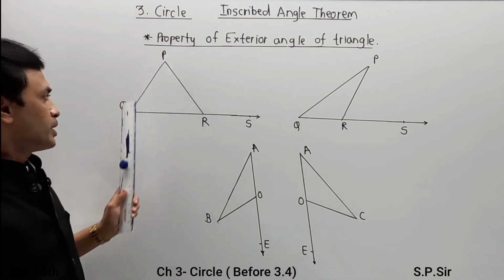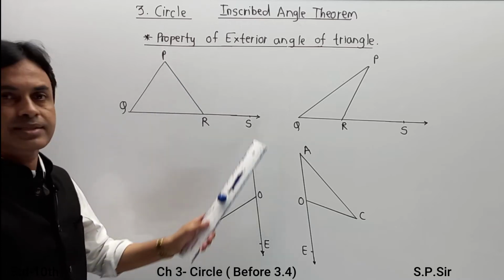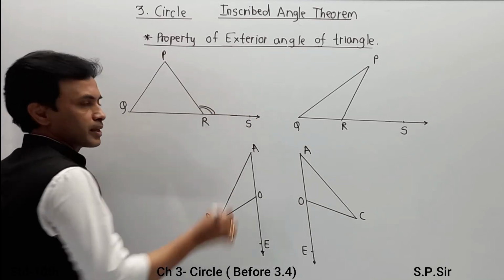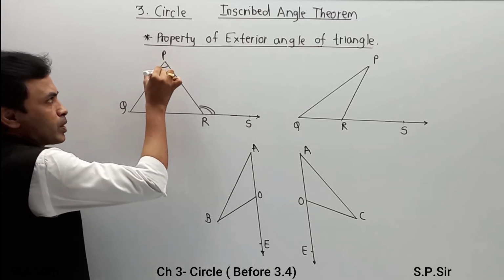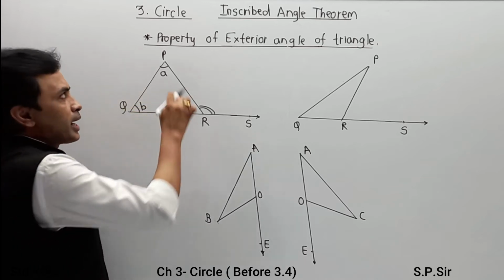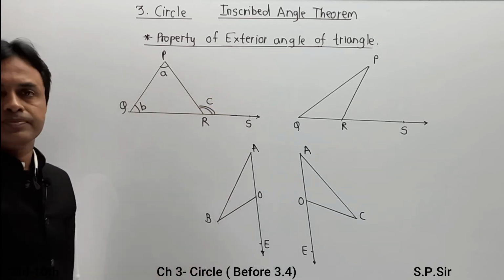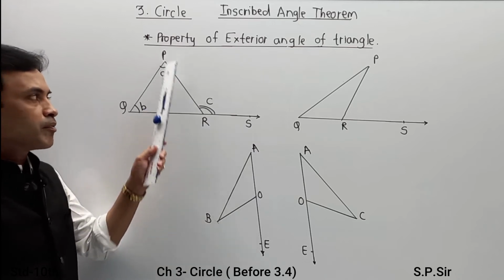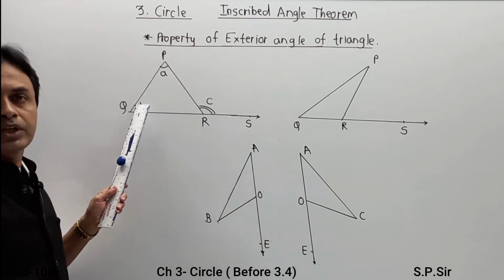Let us say there is a triangle PQR, and PRS is an exterior angle. Now here, one by one. For point P, I am going to indicate this angle as A. For Q, this angle is B. And this angle PRS, the exterior angle, I am going to indicate as angle C. These are nothing but values in terms of variables. And we know that the value of the exterior angle is equal to the sum of the two remote interior angles.